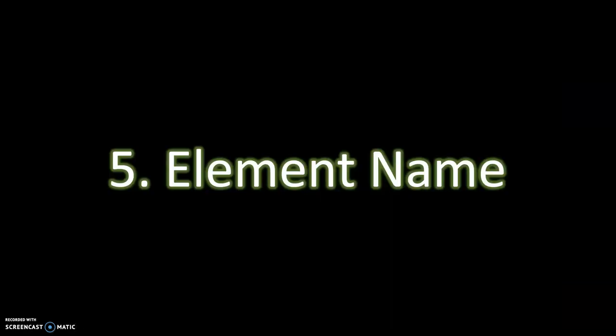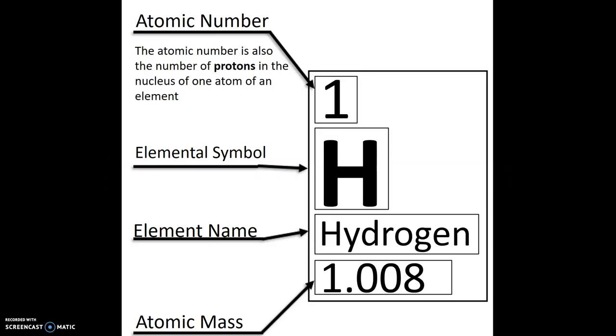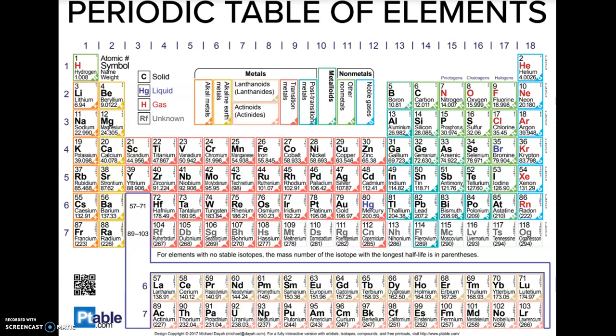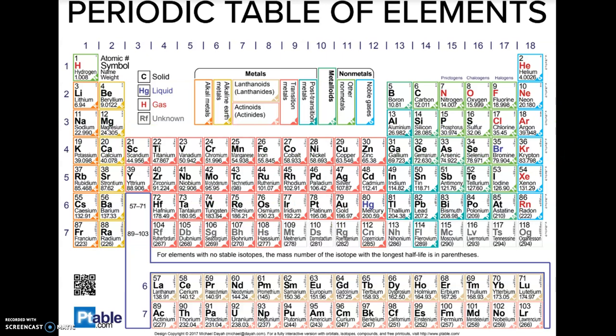Now the last way we find something is the simplest, and that is the element name. So what element has the symbol O? We find the symbol again, and we have oxygen. What element has the symbol Cu? Let you scan through here. And this example would be copper.